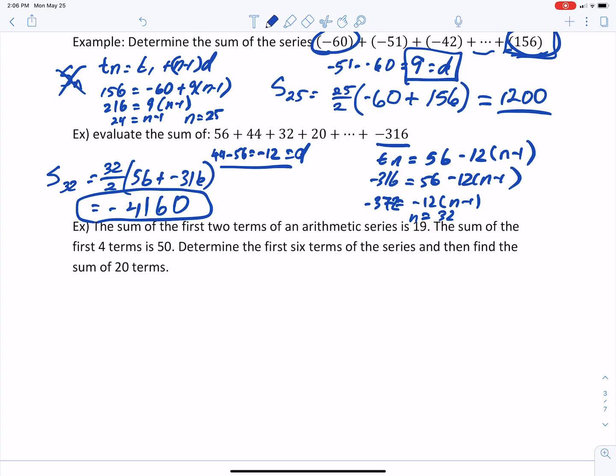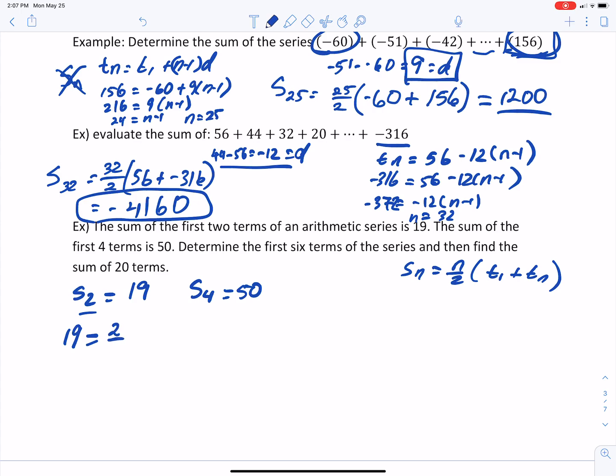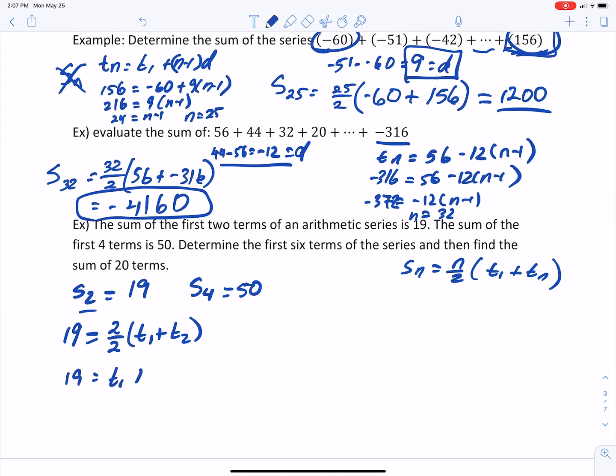All right, so I know that the sum of 2 terms is 19, and the sum of 4 terms is 50. So what I might start by doing is saying that 19 is, and I'm going to apply, just so you can see, this formula here, term 1 plus term n. So if I'm only adding up 2, 19 is 2 over 2 times term 1 plus term 2. In this case, the n is term 2. And so that tells me that 19 is t1 plus t2.